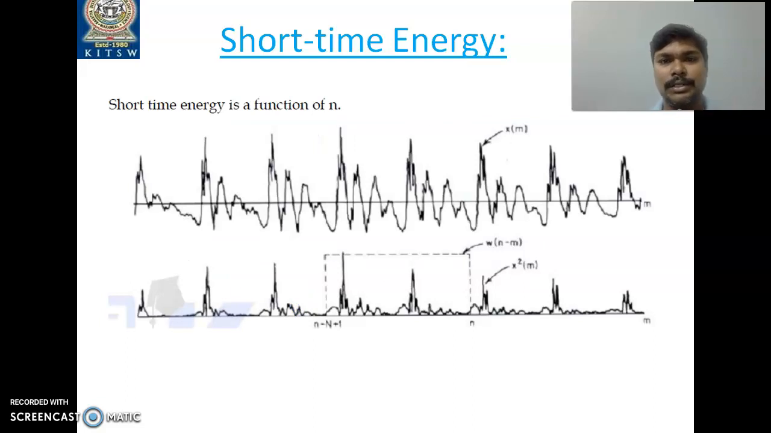This is the short time energy, which is a function of n. You can easily see this from the slide. In the first figure, this is the complete x of m speech signal, and when you apply a rectangular window or any kind of window, this is the x square of m. This is the limit that you can see from here, n minus N plus 1 to n. So this is a rectangular window, and this is the short time energy we can identify. We are calculating this segment.